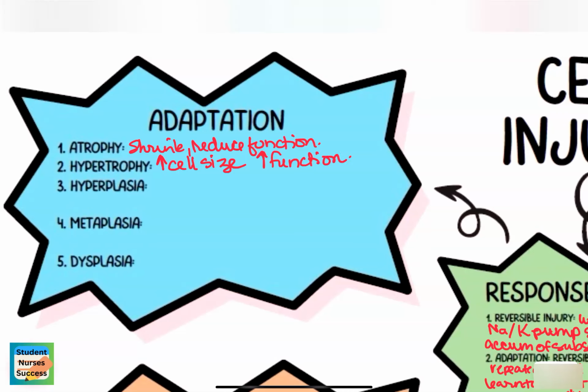Now, hyperplasia is an increased number of cells. So that'll actually also increase its function. Often, hypertrophy and hyperplasia go together. When you start to increase usage of something, the muscle builds, for example. It may build in both size and in number.